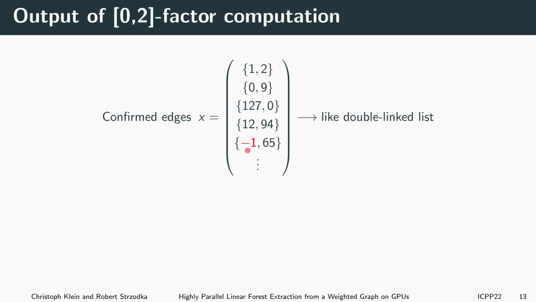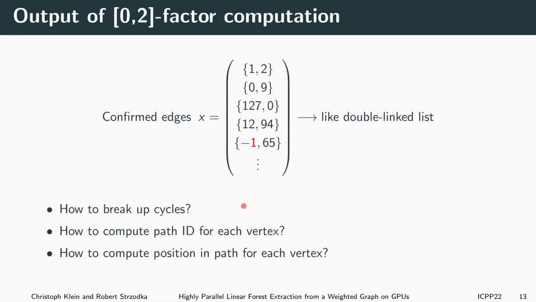But it can also happen, as we saw, that some vertices might only get one edge or no edge, and yeah, we can mark this with a -1. And this structure is like a double linked list. So the question is now, how do we find cycles?